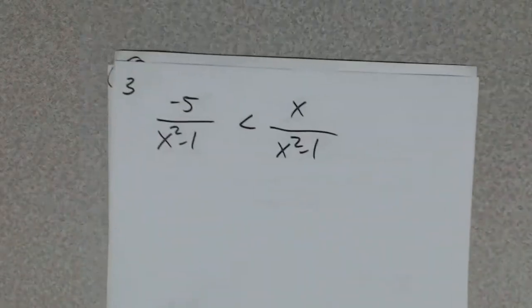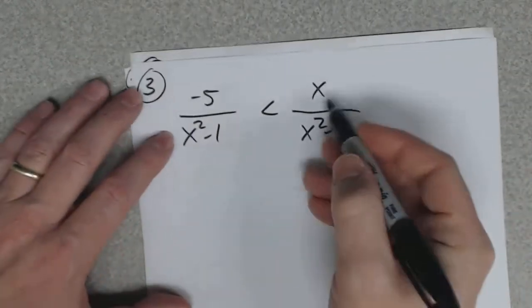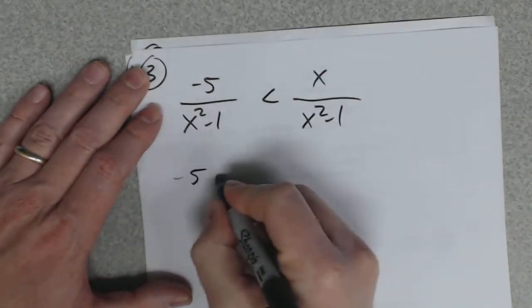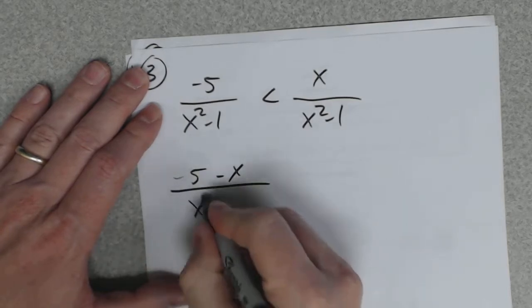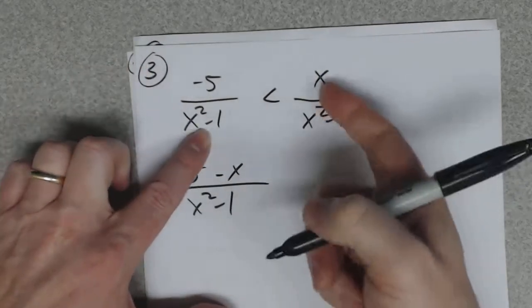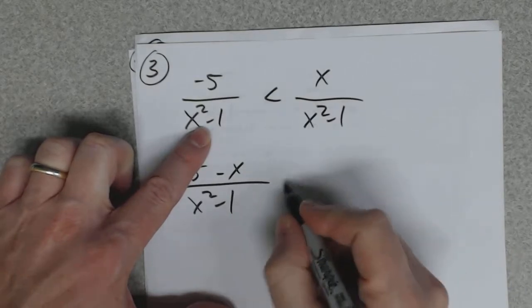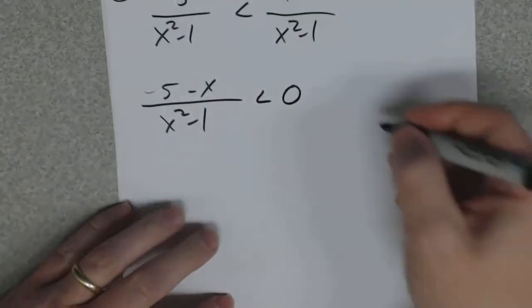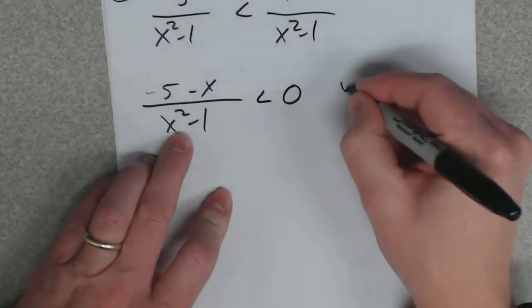All right. Let's see. Let's try this one. It's got the same denominator. It's question 3. Move my x over. -5 minus x over x squared minus 1. See, we've got the same denominator, so I'm just going to move it over and make it a -x. Less than 0.